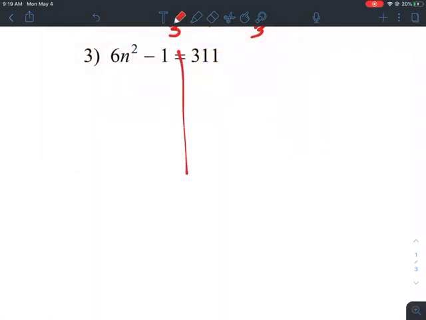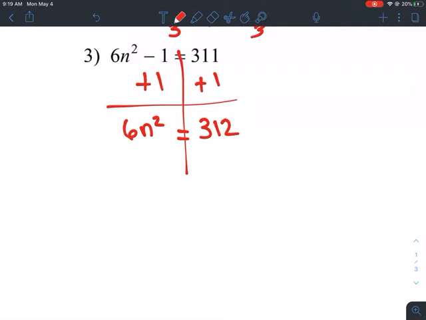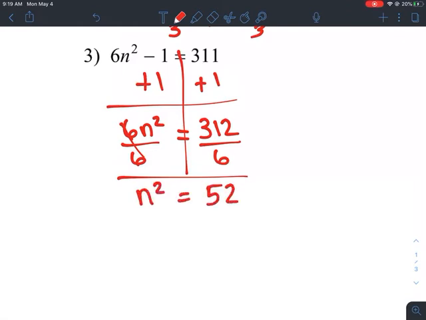Anyway, so for this one, same thing. Reverse order of operations. So I'm going to add 1 to both sides. And then I'm going to get 6n squared equals 312. The only trick I know for if it's divisible by 6 is that it has to be an even number that's divisible by 3. So this is that. So if I divide by 6, let's see, that would be 52. Hopefully. Right? Yes, 52. Okay, so I'm going to take square root of both sides.